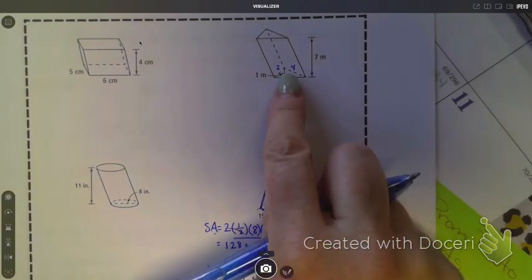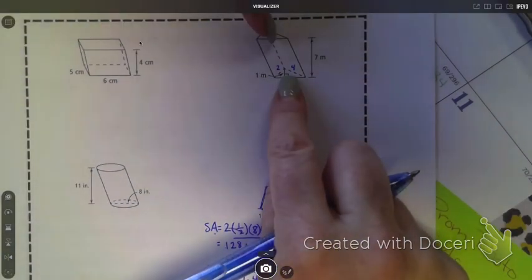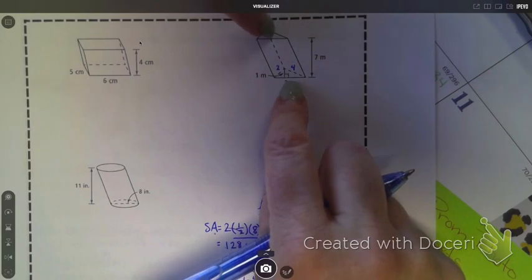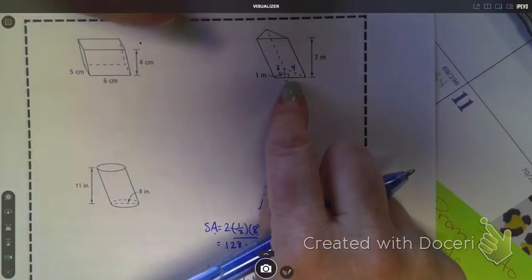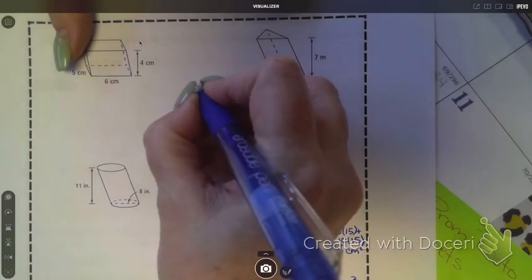So remember the triangle. We have the same triangle on the top or the bottom. But are any of the sides the same? No. So I'm going to have 2 at the top and the bottom, and then everything else I'm just going to put 1. So surface area.